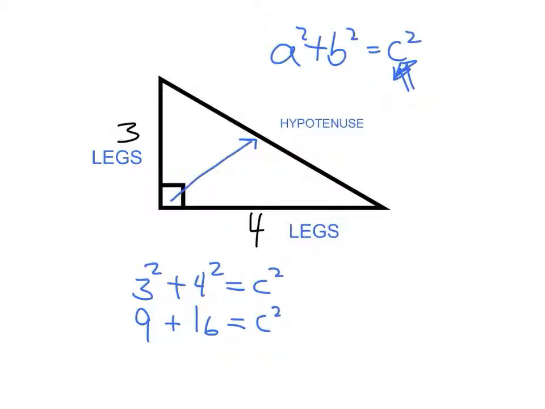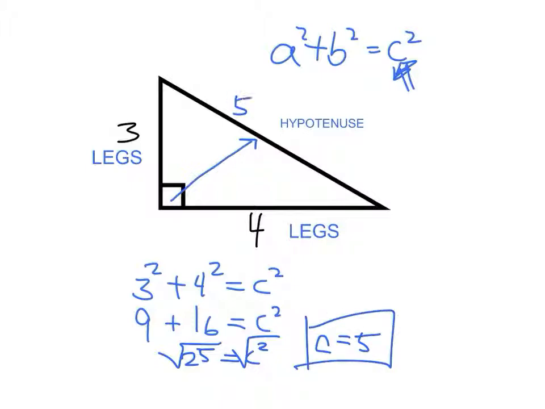So solving this problem, we have 9 plus 16 is 25. So 25 is equal to c squared, but in order to find c, we have to square root both sides, and we'll get that c is equal to 5. So the length of the hypotenuse is 5.